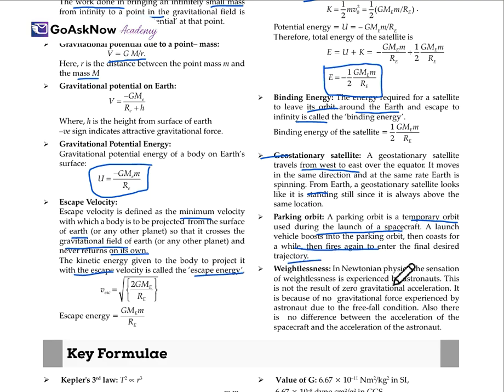Weightlessness. In Newton's physics, the sensation of weightlessness is experienced by the astronaut. This is not just the result of zero gravitational acceleration; it is because of no gravitational force being experienced by the astronaut due to the free fall condition. Also, there is no difference between the acceleration of the spacecraft and the acceleration of the astronaut. So the best example for weightlessness is the astronaut.